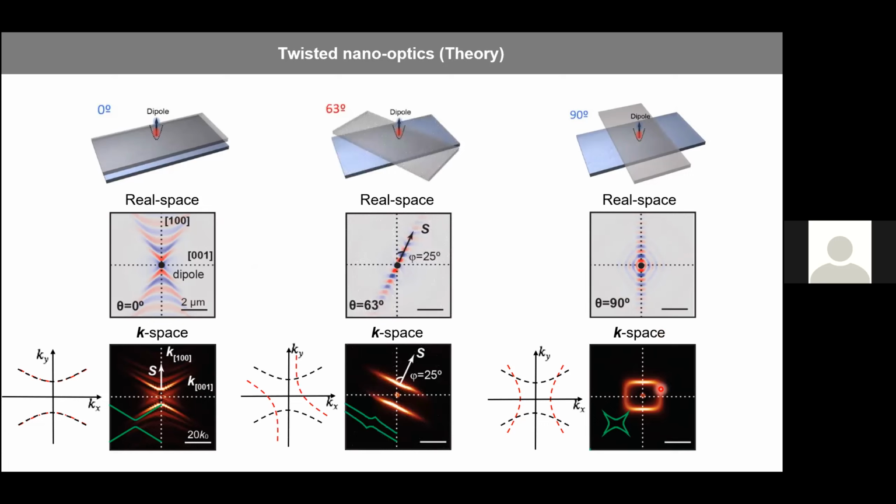If we twist the bilayer of molybdenum trioxide at a critical angle, like 63 degrees, we find the isofrequency curve becomes completely flat in K-space. What is interesting about that? You can imagine if the isofrequency curve is completely flat, all pointing vectors can only point along one direction. That means in real space, the wave can only propagate along one direction. We can call it highly guided, or we can also call it canalization of the phonon polaritons.